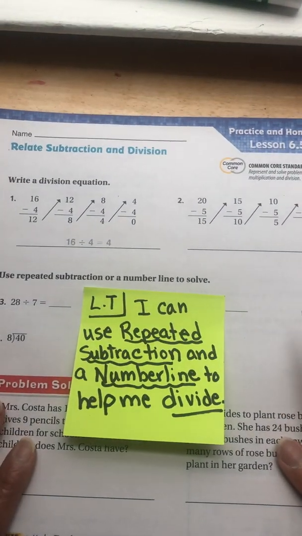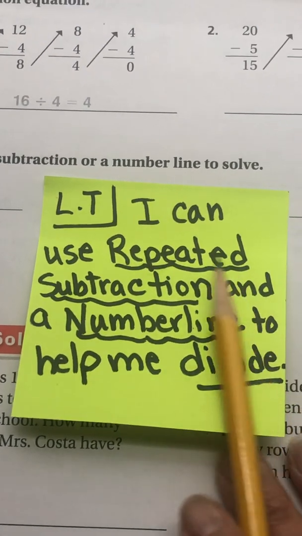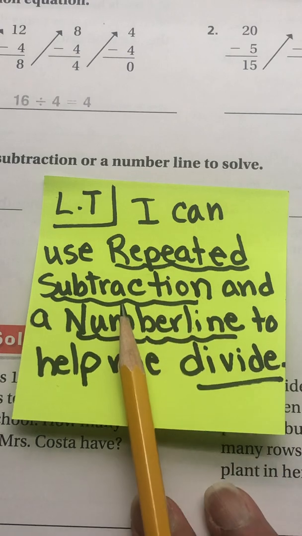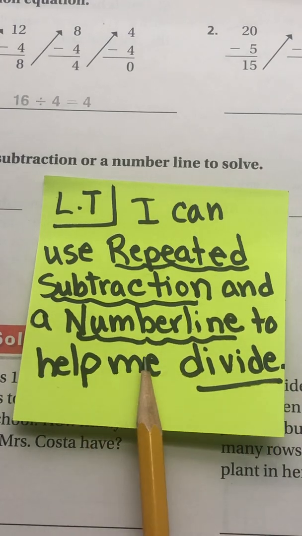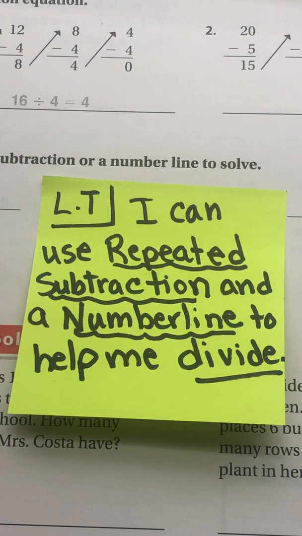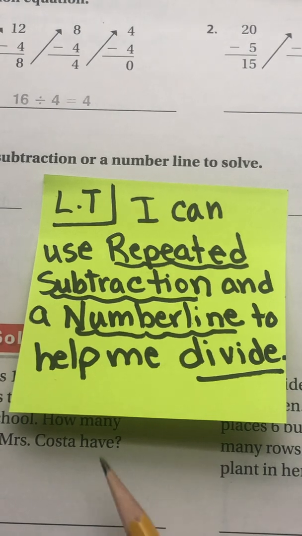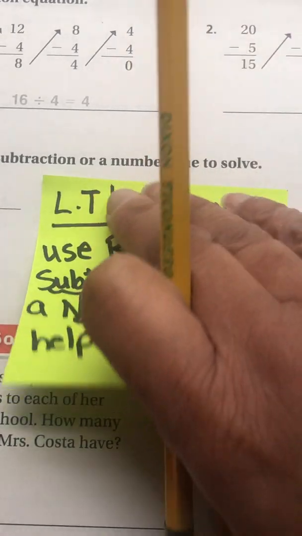So let's first go over our learning target that we have been learning for division. It says, I can use repeated subtraction and a number line to help me divide. So we know what repeated subtraction is. It's a strategy that we can use to help us when we are learning the answer to a division equation. And we also learned how to use a number line, and we count back on the number line again to help us to divide when we are trying to find the quotient, the answer to a division equation. So let's get started.